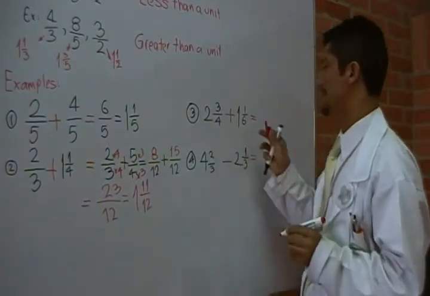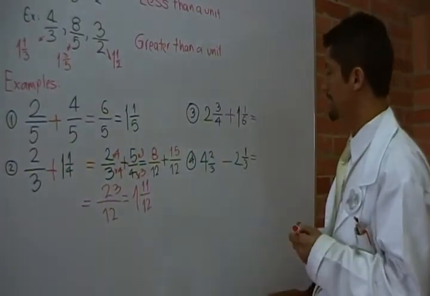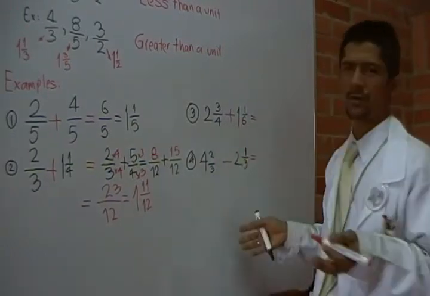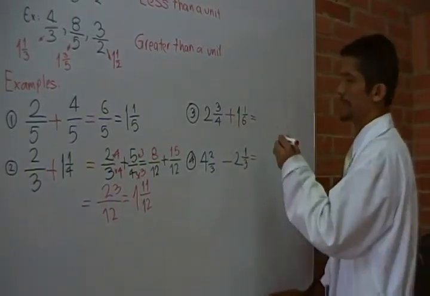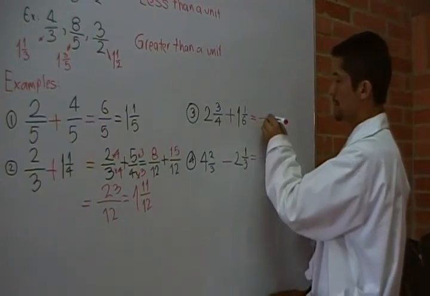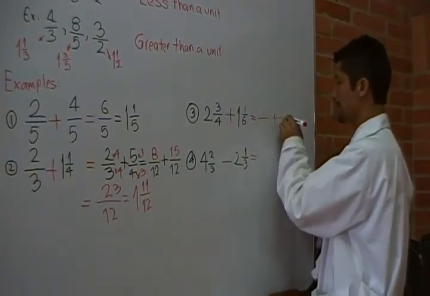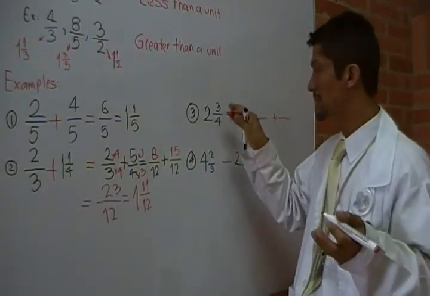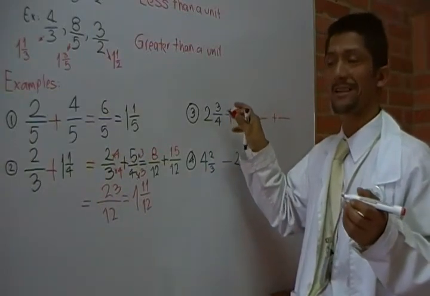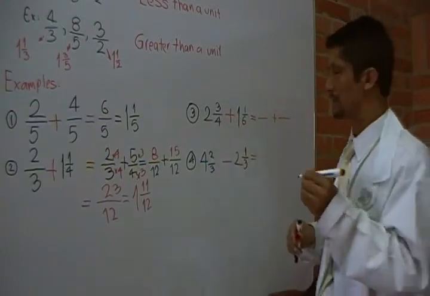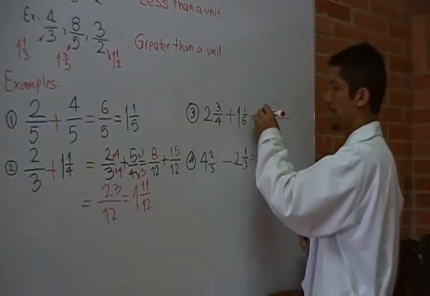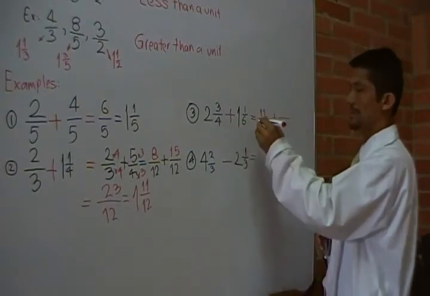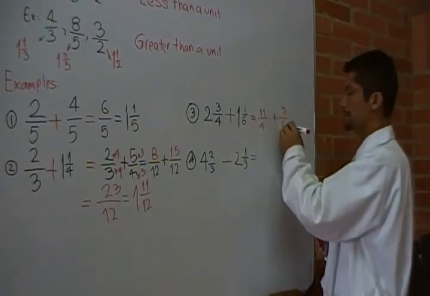Now this example has different denominators. And the operation is addition. In order to subtract, we follow the same process, but in this case, the best idea is to convert these mixed numbers into improper fractions. So 2 times 4, 8, plus 3, 11 fourths, plus 1 times 6, 6 plus 1, 7 sixths.